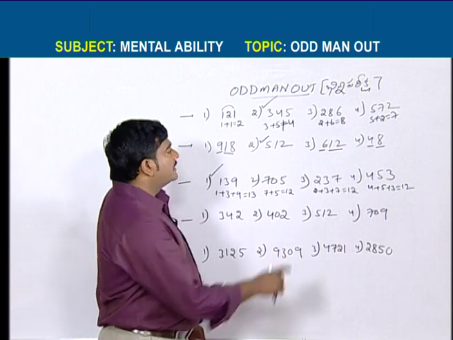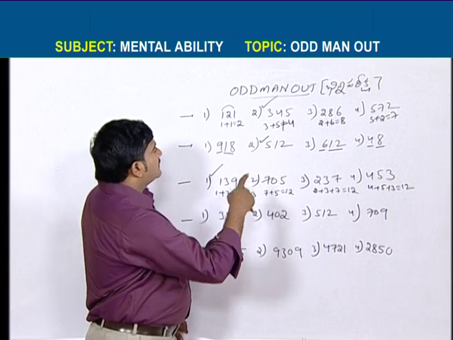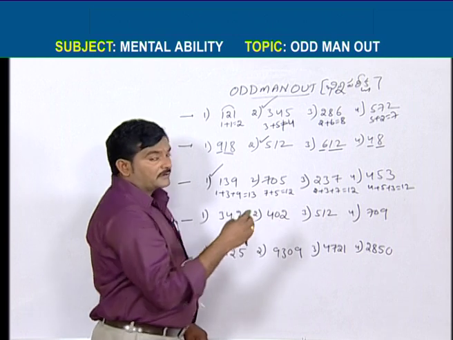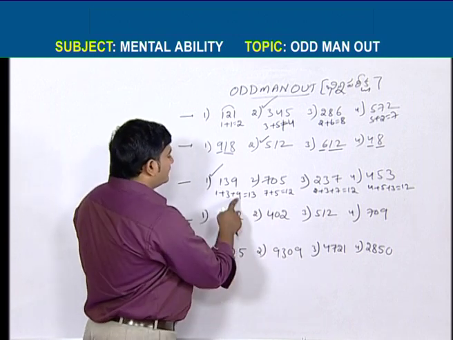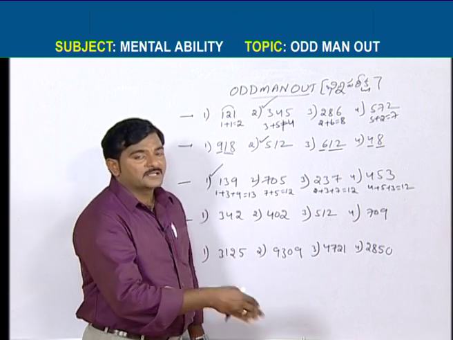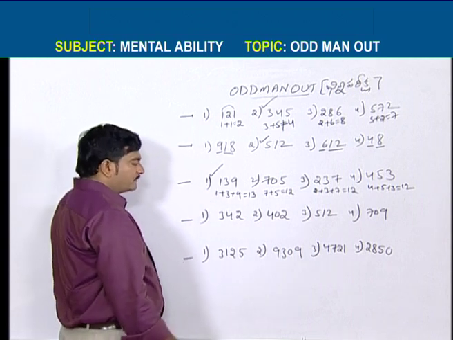I hope you understood. In the previous ones, these are different patterns. The first one is adding the first number and last number to get the middle number. Here I am doubling the first number to get the remaining numbers. Here the sum of the digits is the same in the second, third, and fourth options. It is not possible in the first option. So now the fourth question.